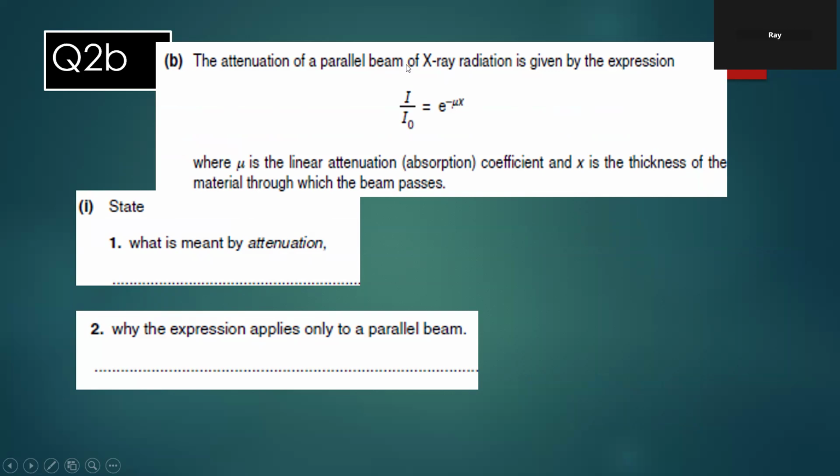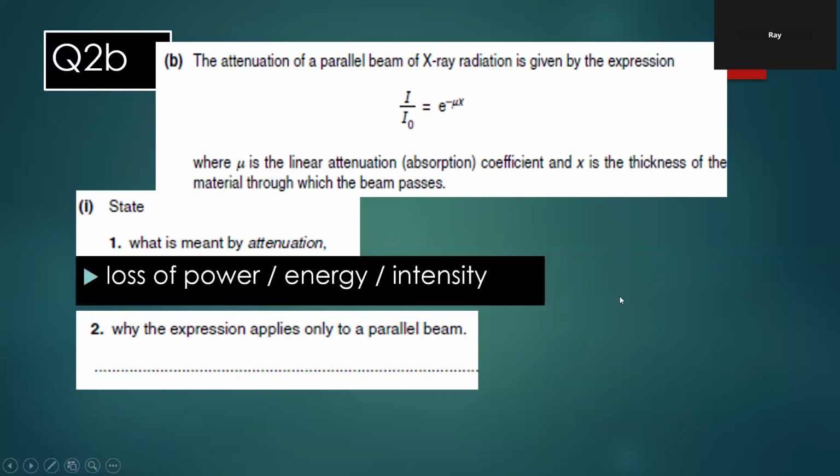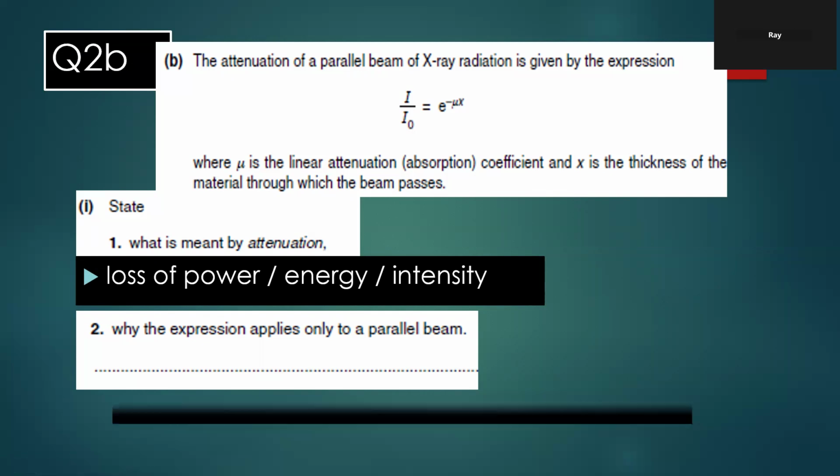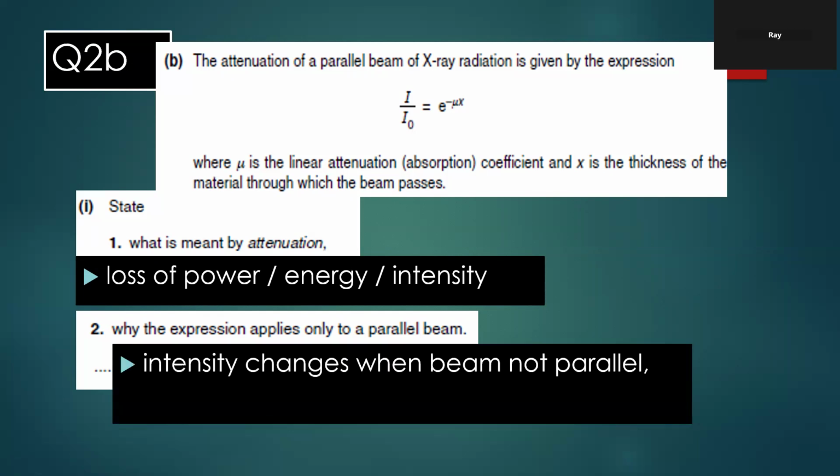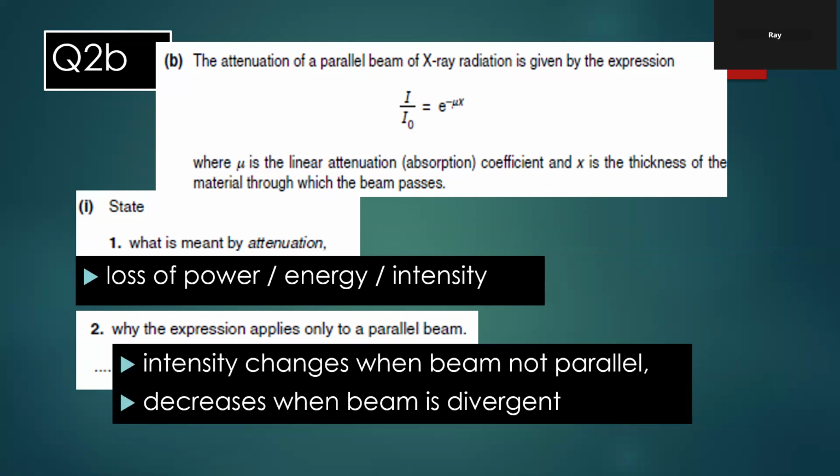Attenuation of a parallel beam of X-ray radiation is given by the expression, where mu is the linear attenuation or absorption coefficient, and x is the thickness of the material through which the beam passes. State what is meant by attenuation. Right? Loss of power, loss of energy or intensity. Why does the expression apply only for a parallel beam? Intensity changes when the beam is not parallel; it decreases when the beam is divergent. All right.